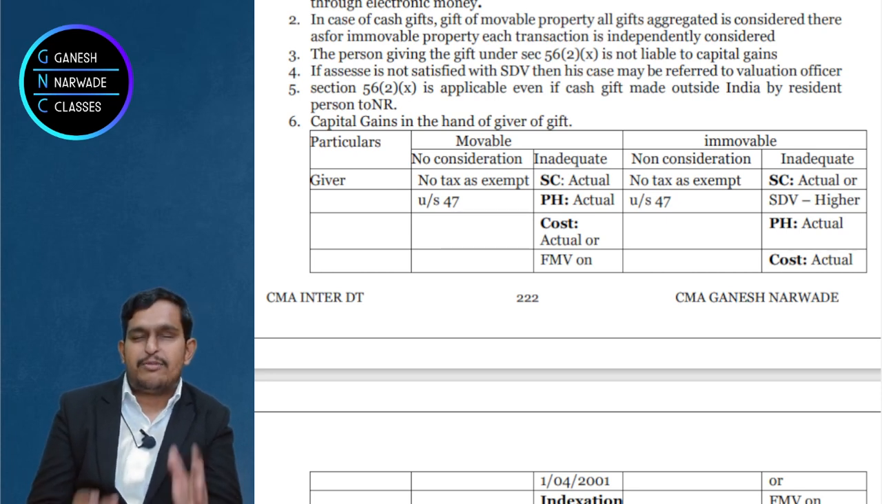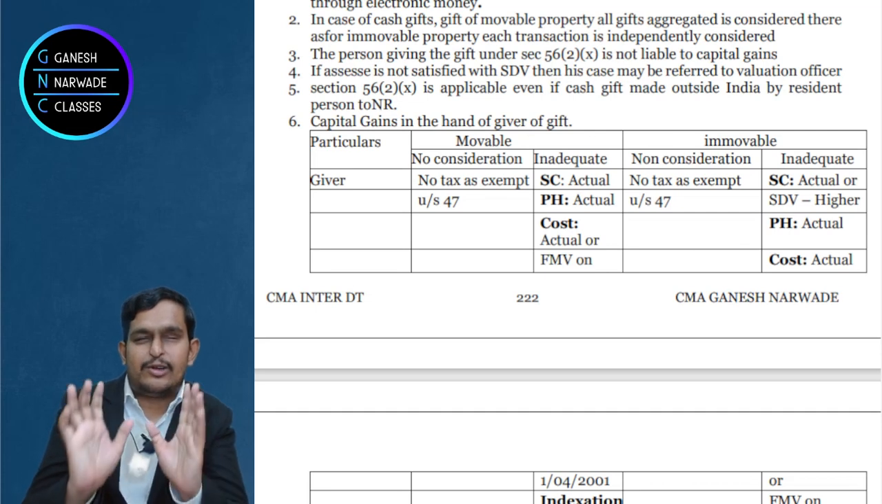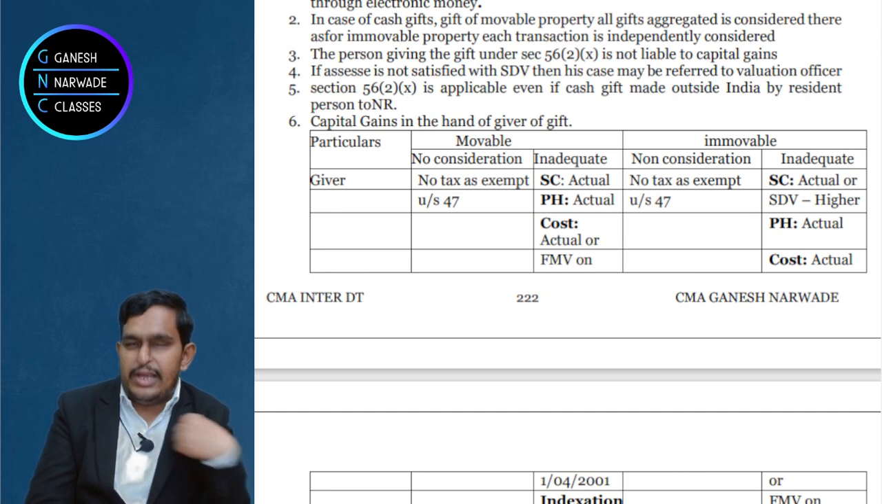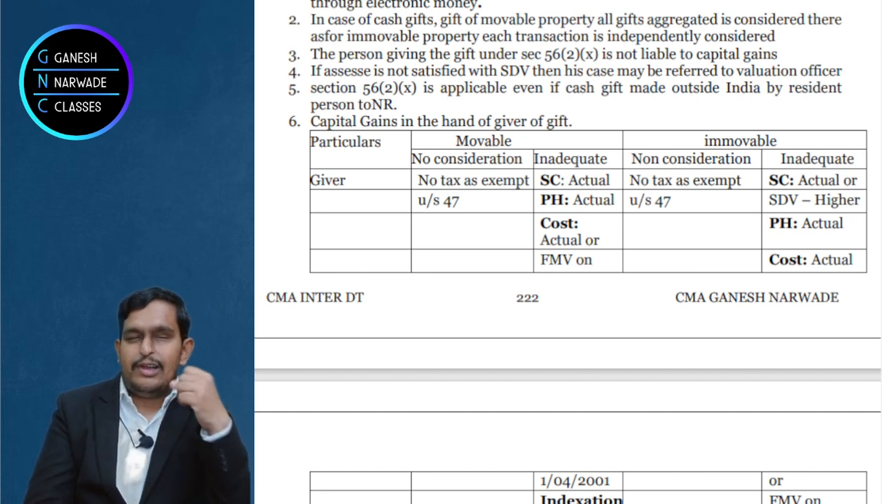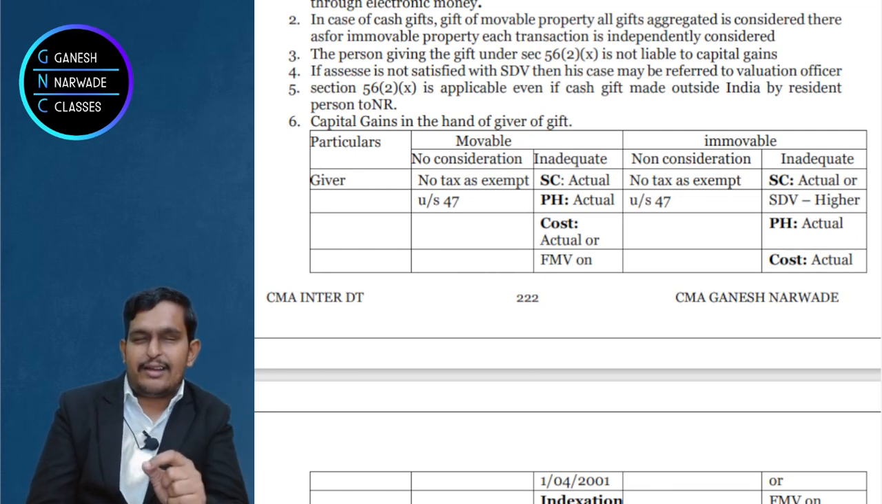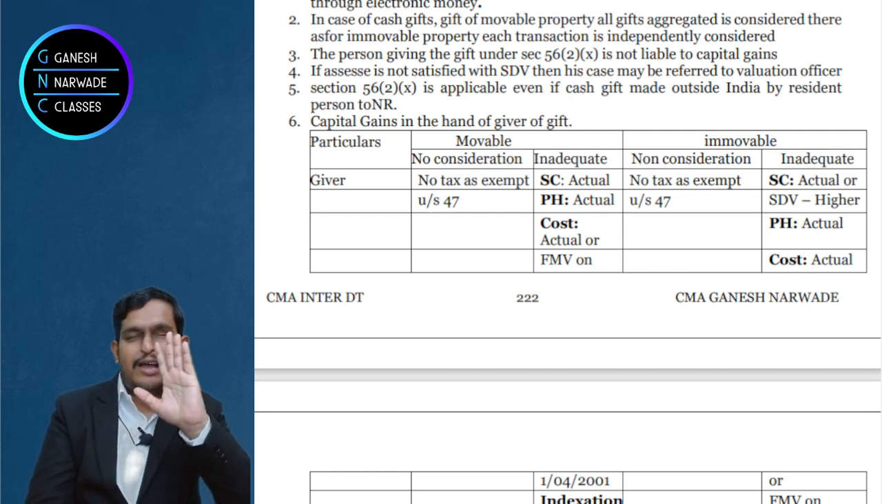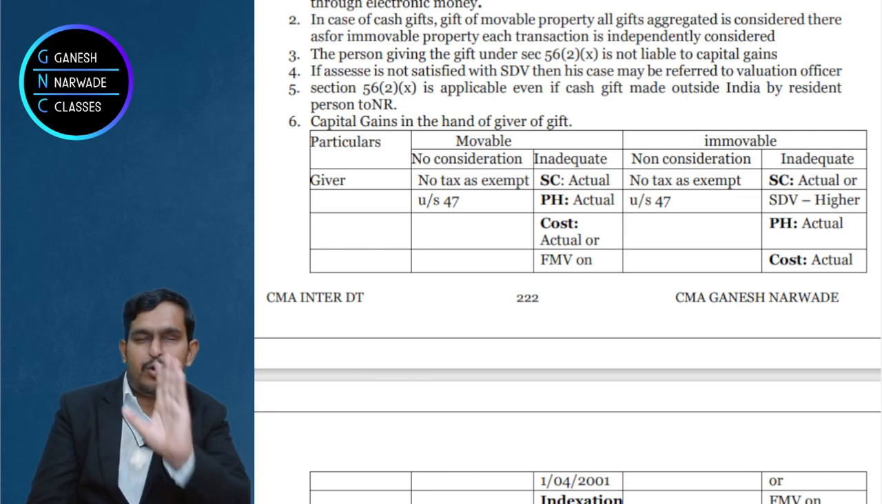Now when it comes to cash, if I am giving a cash gift to you, no tension at all. Giver, forget about him. No tax at all. If I am giving a cash gift to you, no tax on me. To you, we'll see. If it is more than 50,000 aggregate gifts during the year, then it is taxable to you. But for me, cash gift as a giver, not taxable, no capital gain.